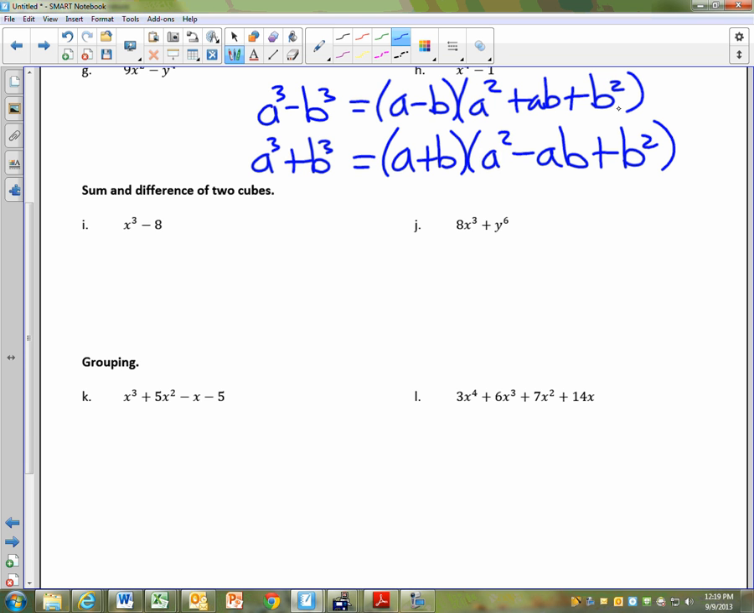Okay, so let's do it. We like to call this plug and chug or cookbook recipe. You just plug it in and see what you get. So what is a in this scenario for x to the third minus 8? What is b? So now we just plug x and 2 in for the difference of two cubes. We get x minus 2 times what?